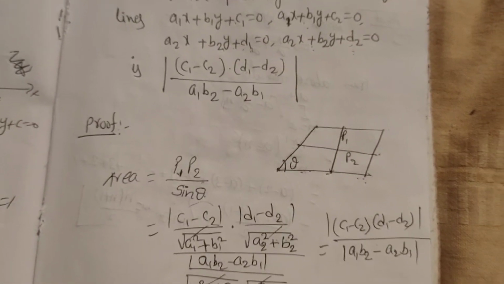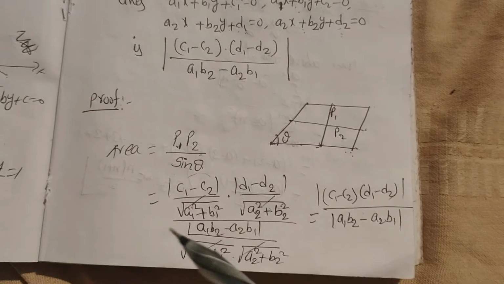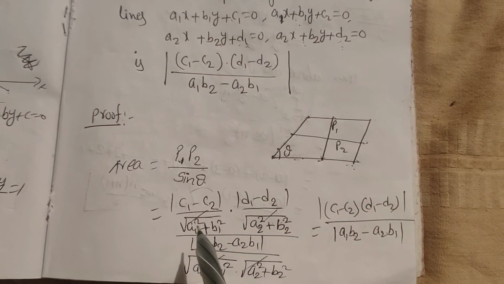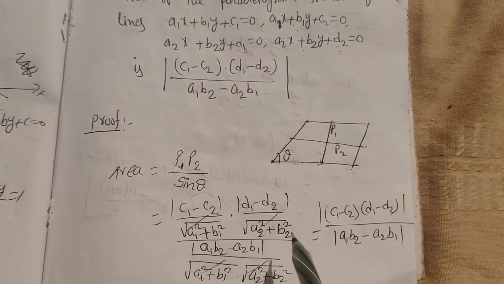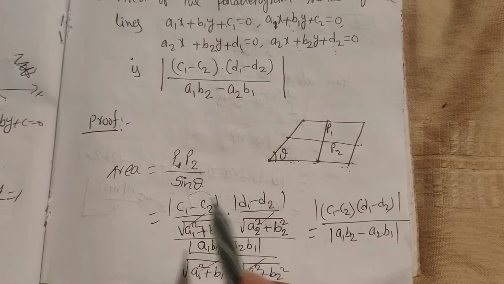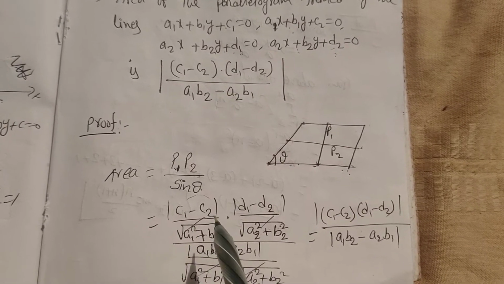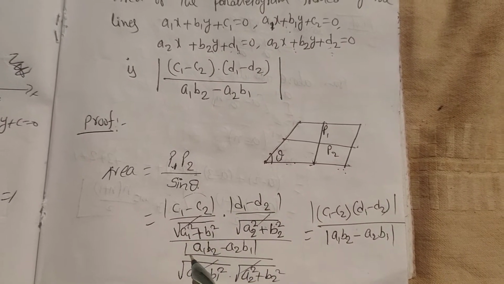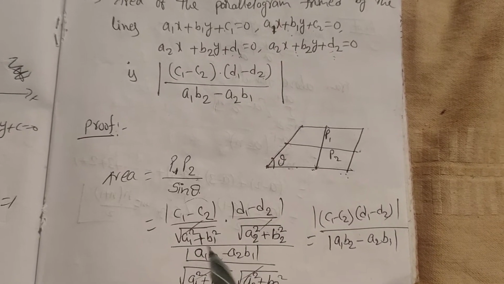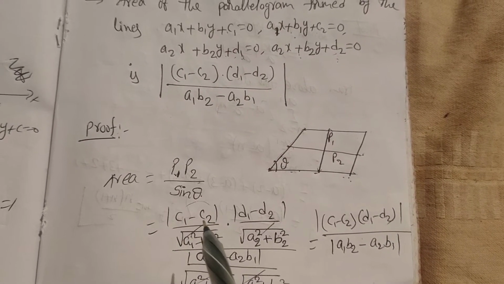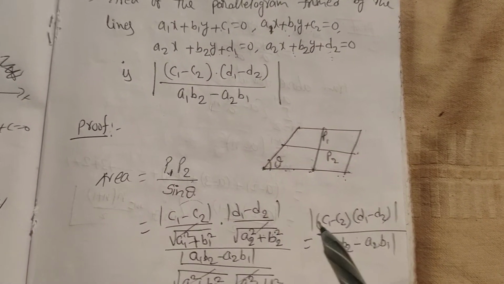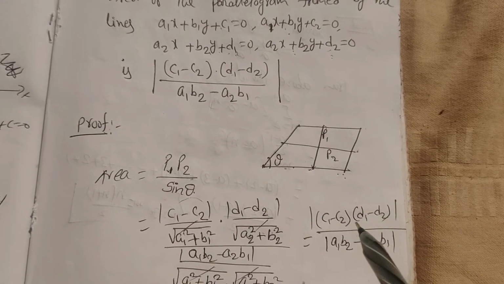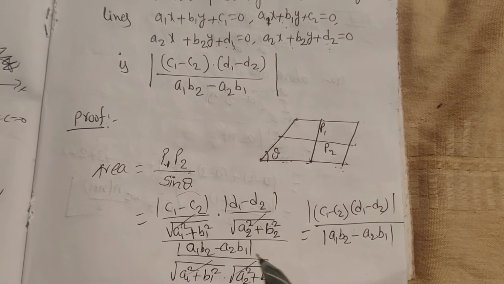In the previous class we discussed angles by using sine theta, cos theta, tan theta. So use that one. Here, root over a1 square plus b1 square cancels, root over a2 square plus b2 square also cancels. Then ultimately we have modulus of c1 minus c2 into modulus of d1 minus d2 by modulus of a1 b2 minus a2 b1. But modulus of k1 into modulus of k2 is nothing but modulus of k1 into k2. So directly we can write only one modulus, that is modulus of c1 minus c2 into d1 minus d2 by modulus of a1 b2 minus a2 b1.